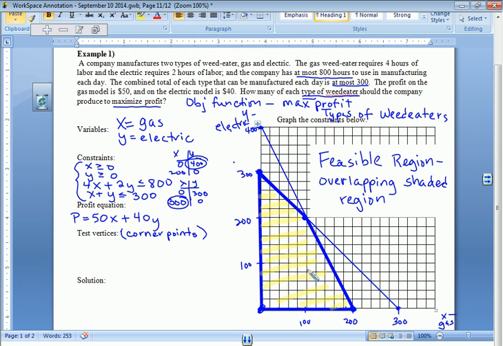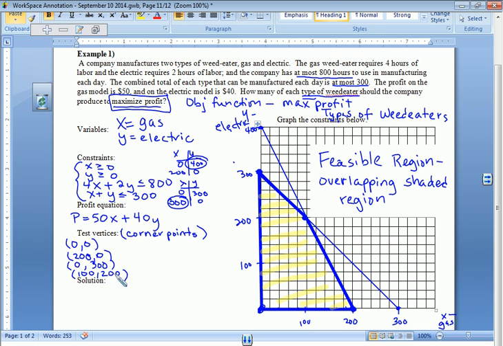Now all of these will work. All of these will satisfy these conditions. But only one of these test vertices will also maximize your profit. Okay? So, we have the point 0, 0. We have the point 200, 0. We have the point 0, 300. And we have the point, what's that final point? 100, 200. 100, 200.